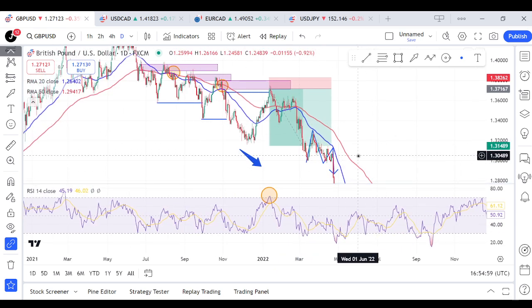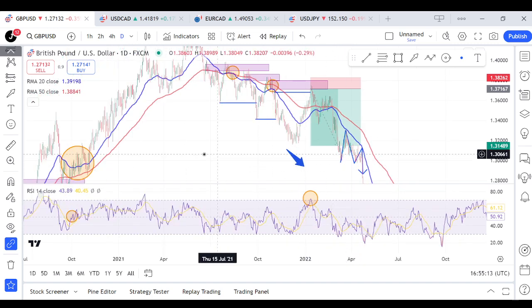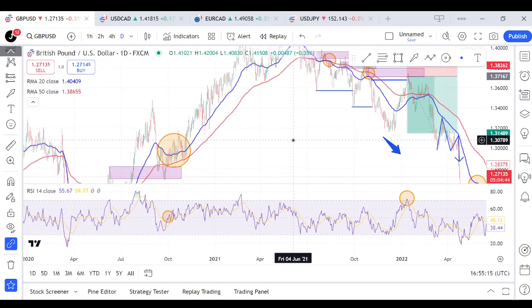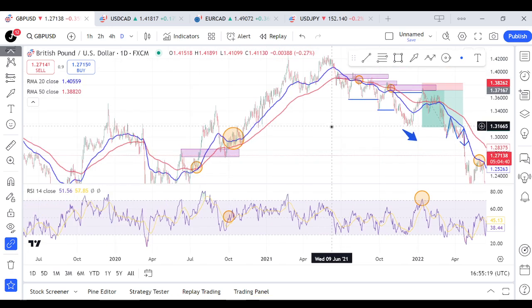So this strategy helps filter out false signals and increases the probability of successful trades. But remember, while these strategies can be powerful, they should be used in conjunction with proper risk management and consideration of other market factors. Always test these strategies on demo accounts before applying them to live trading. So remember, while RMAs are powerful tools, they should be used in conjunction with other analysis methods and sound risk management practices.